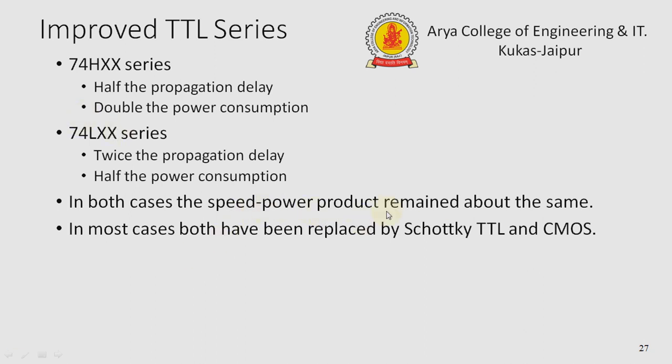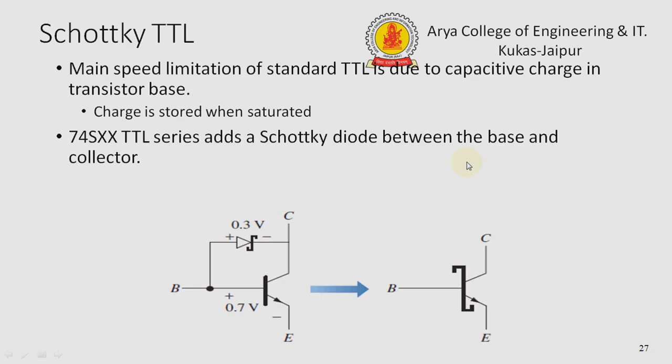the speed-power product remains about the same, and in most cases both have been replaced by Schottky TTL and CMOS. Schottky TTL is another advanced version of TTL. In this, the main speed limitation of standard TTL is due to capacitive charge in the transistor base. So charge is stored when saturated.